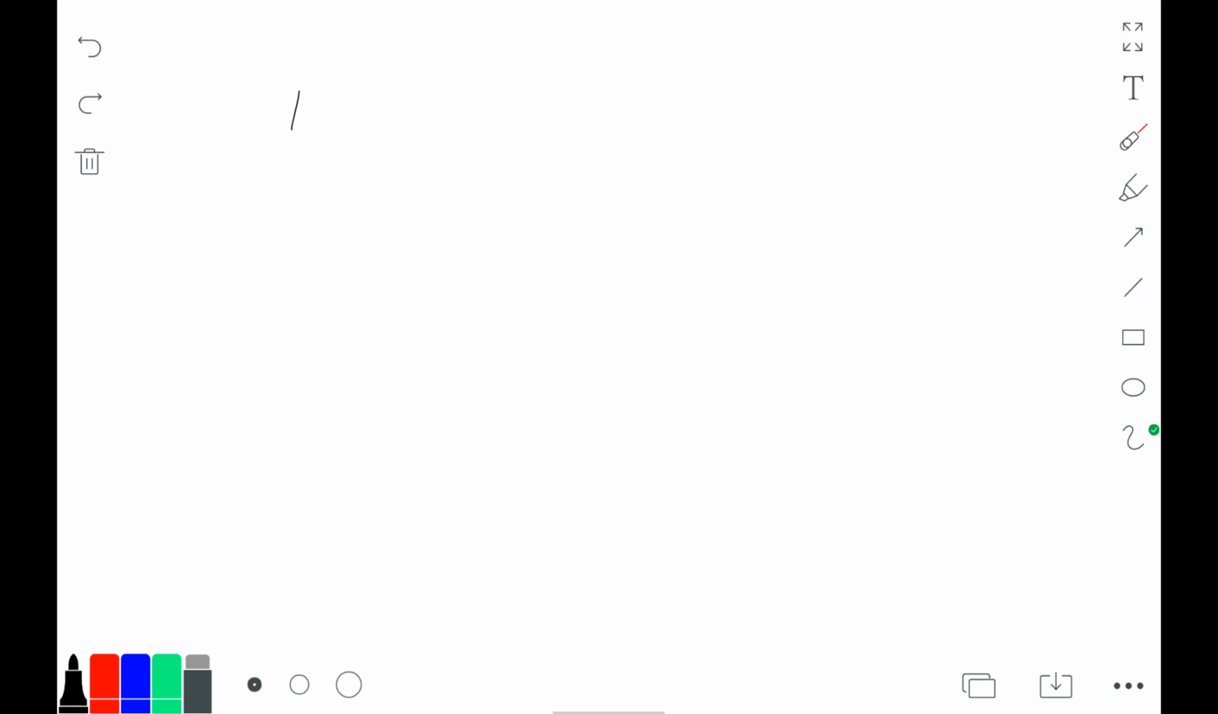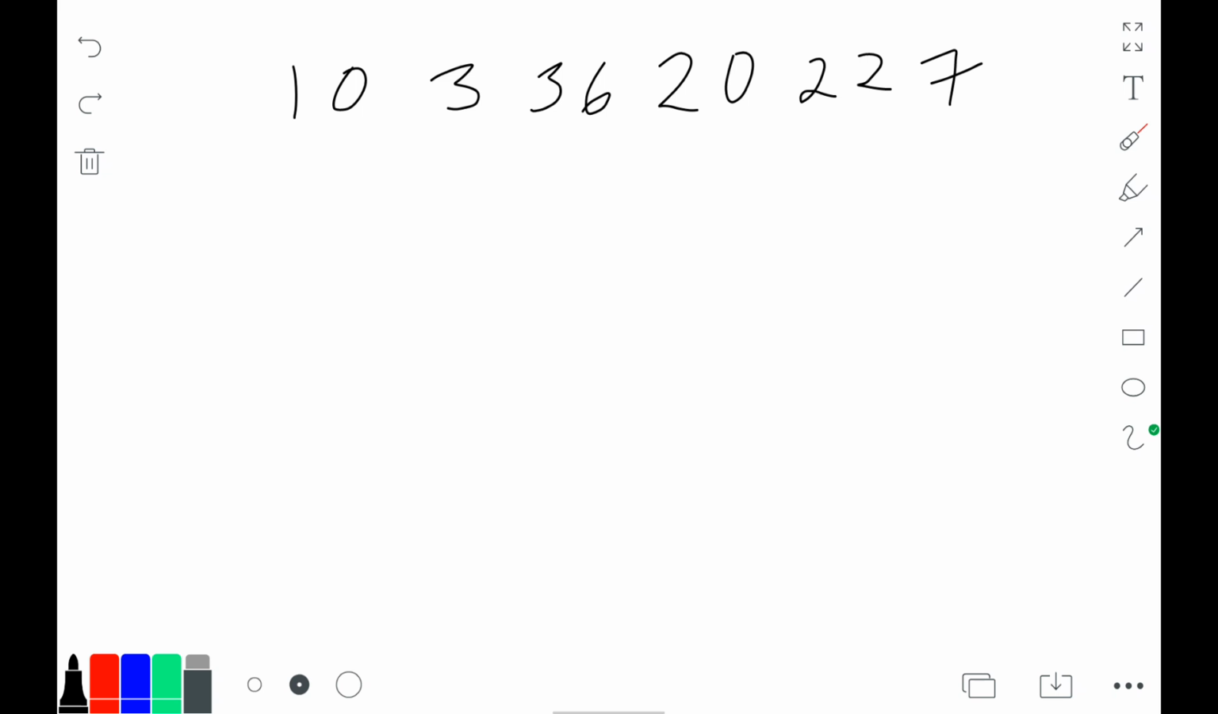We have, let's say, 10, 3, let's say 36. This is just a random number that I'm choosing. You have 20, you have 22, you have 7, you have 12. So the first thing that I'm going to start with, we have to find the range for this data. To find a range, we have to arrange them from the smallest to the biggest.